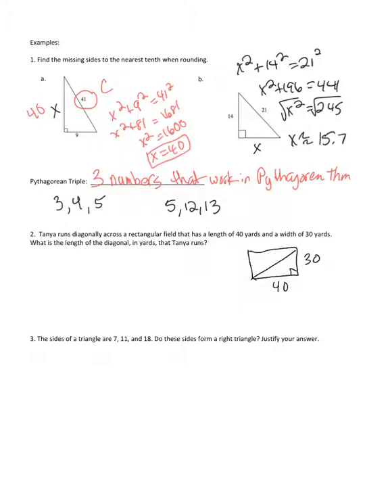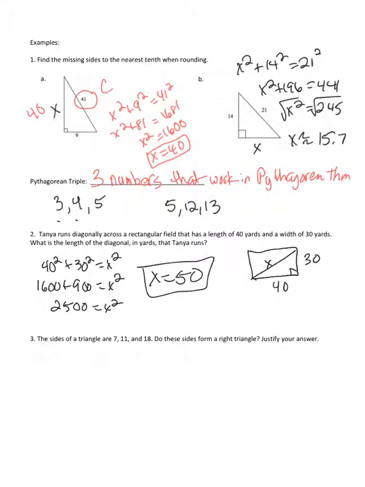40 and 30 are multiples of 3 and 4 multiplied by 10. So this is actually going to end up being a Pythagorean triple, but let's do the work. I'm trying to find the diagonal. That happens to be the hypotenuse, so that's going to be on the side by itself. And we have 40 squared plus 30 squared is equal to x squared. We have 1600 plus 900 is equal to x squared, so we end up with 2500, and x is going to be 50 yards.